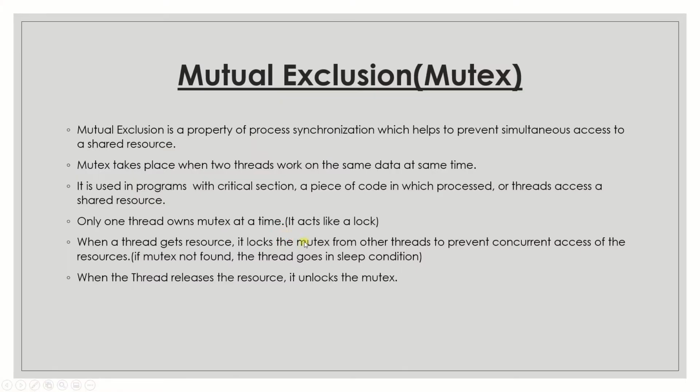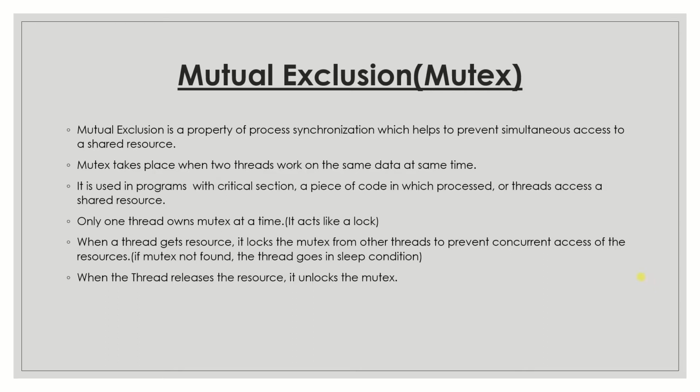So let's get to our first property of process synchronization, also known as mutex or mutual exclusion. Mutual exclusion is a property of process synchronization, as we discussed before, which helps to prevent simultaneous access to a shared resource. So we can say that mutex comes into the picture when two threads work on the same data at the same time. Just so you guys know, only one thread owns the mutex at a time.